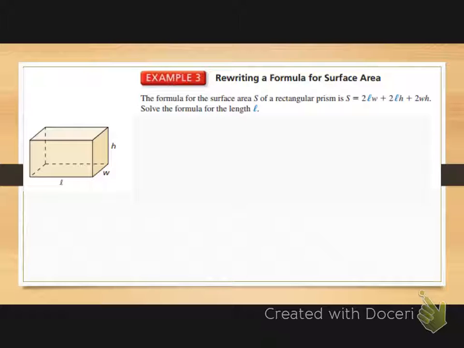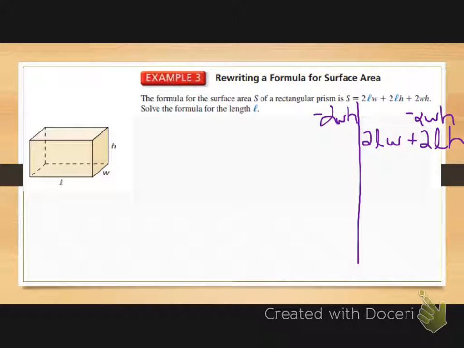So what you're going to be looking at here is, first off, we're going to get rid of what doesn't have my L in it, because we want to get the L by itself. So I'm going to subtract 2WH from both sides. So right now, I'm going to have 2LW plus 2LH, and an S minus 2 width height.